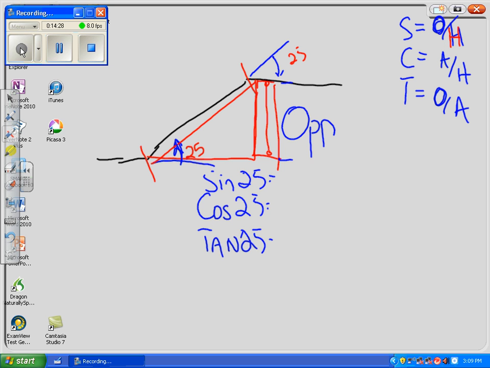Now, it doesn't work out exactly the way we want because, well, we'll see. Let's look at, pull out your calculators, hit clear twice, and just punch in sine 25. Sine, upper left-hand button, 25, enter. And we get 0.4226. Thank you. Now, that's a hard number. That is the relationship between the opposite and the hypotenuse.